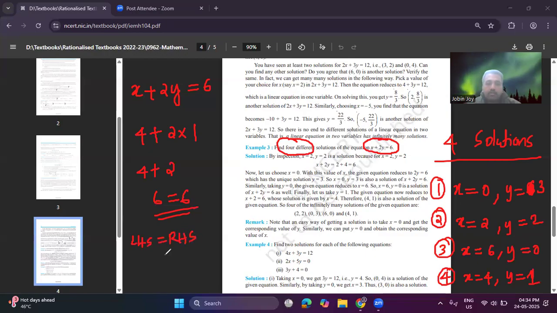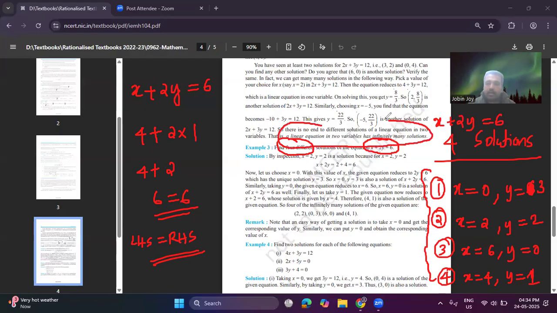LHS is equal to RHS. So these are the four solutions of the given equation x plus 2y. So this is our equation x plus 2y is equal to 6, and these are the solutions. We already studied a linear equation in two variables has infinitely many solutions. So here we calculated only four solutions.